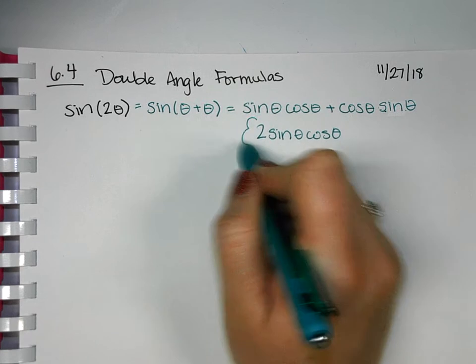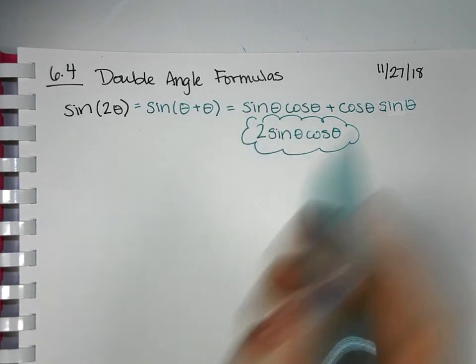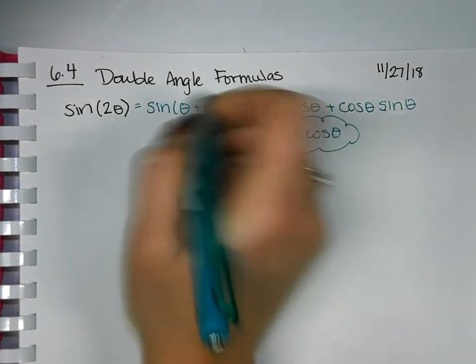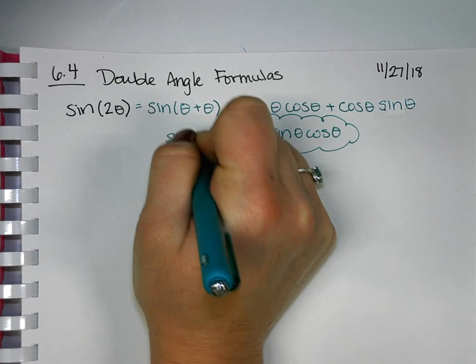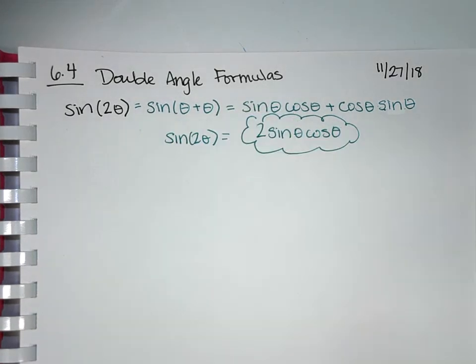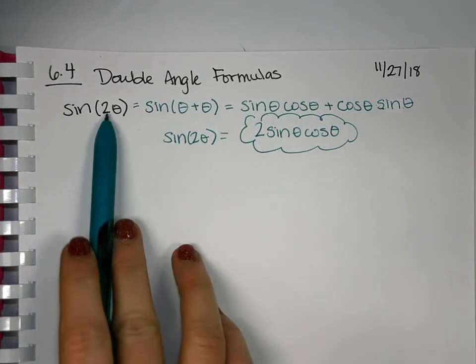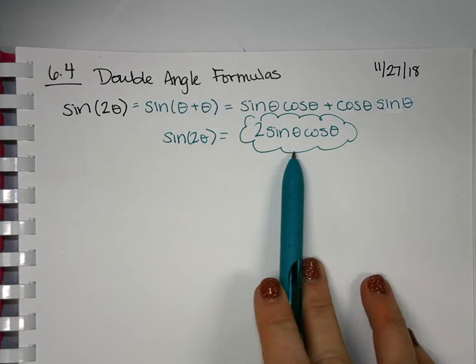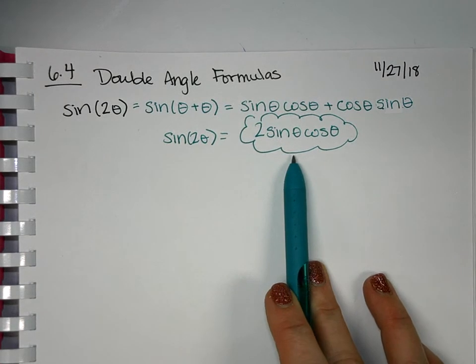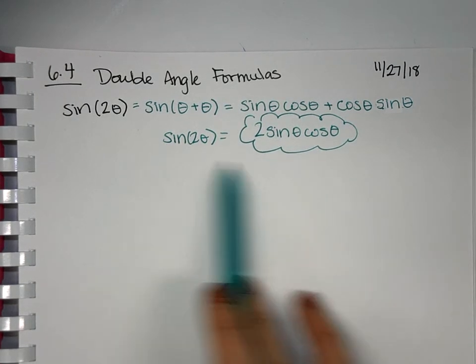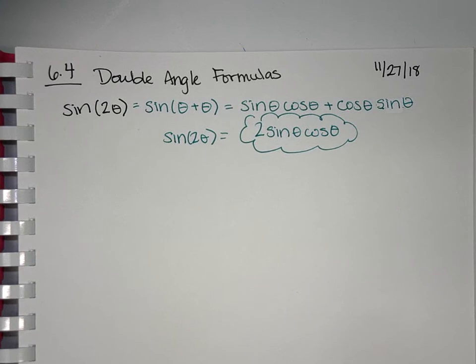This right here is our double angle formula. So we know that this is going to equal sine 2 theta. What this one formula lets us do is bypass all of this and just know that sine of 2 theta will equal 2 times sine theta cosine theta. So this right here is our first double angle formula that we could use.